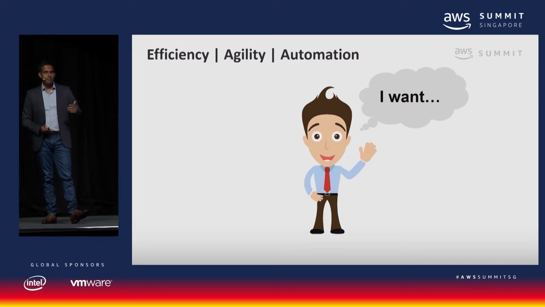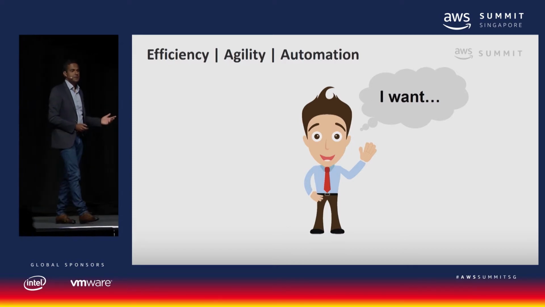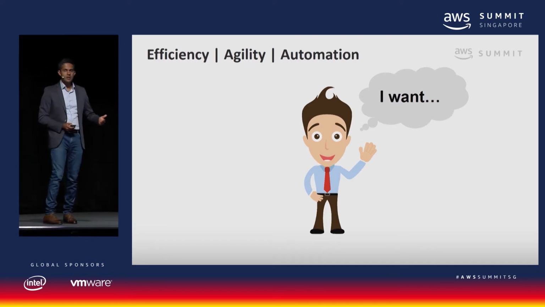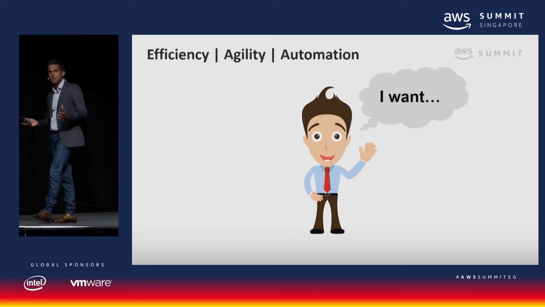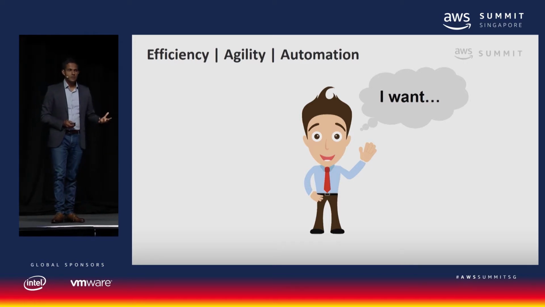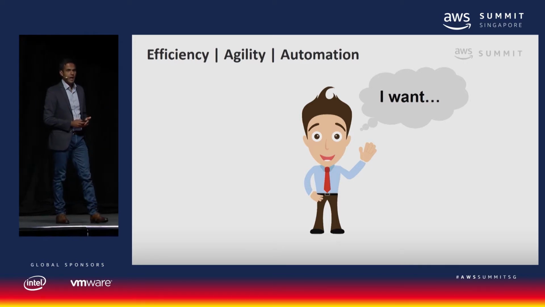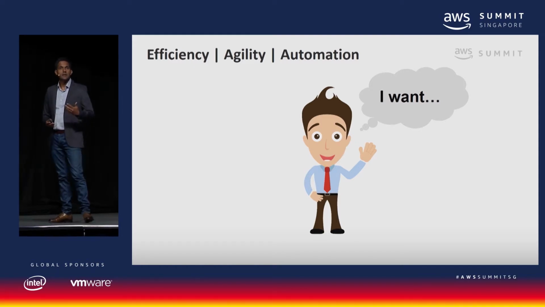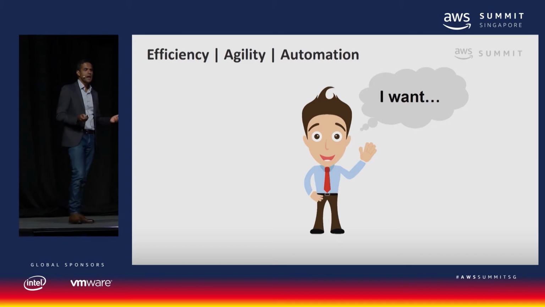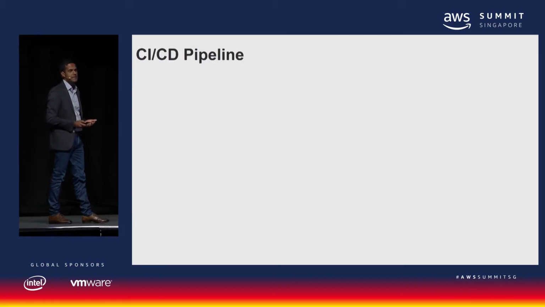So moving to the cloud is only part of the journey, right? You need to have efficiency, agility, automation. So Bob wants all these things, right? The question is, can you do these things with his preferred tools, his preferred Microsoft tools, using containers? So there are different ways you can do that. To give an idea, I'm going to showcase an example.